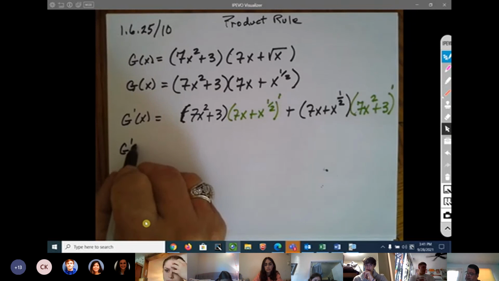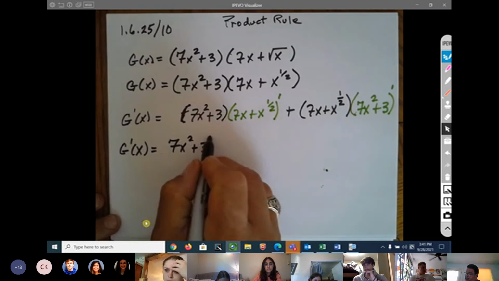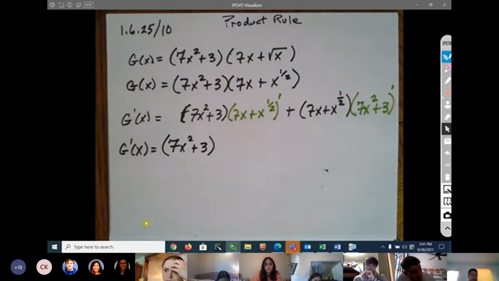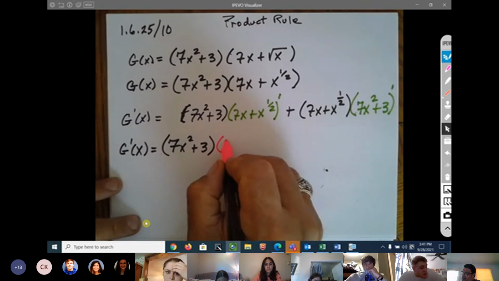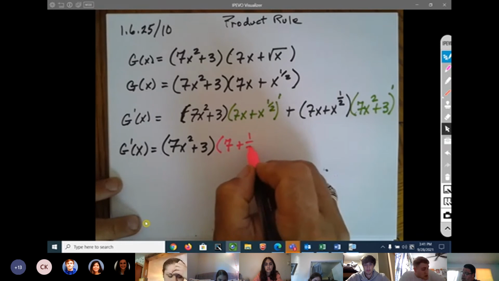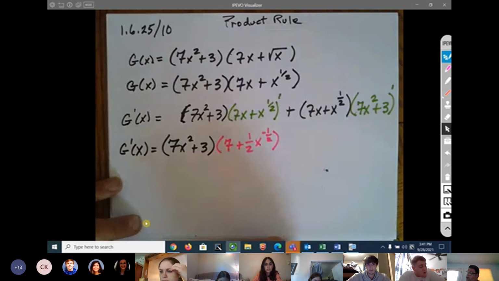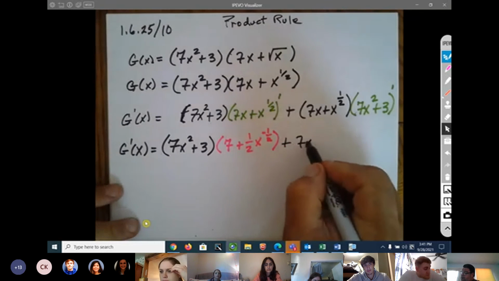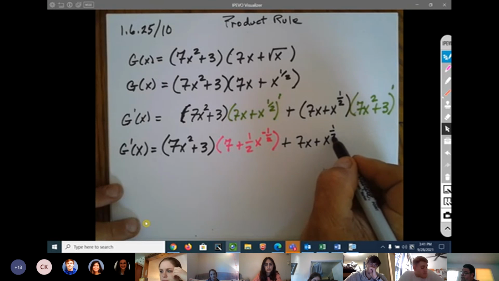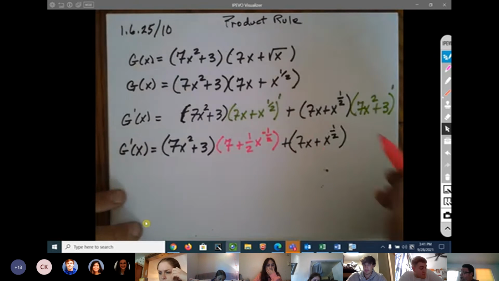So g prime of x is equal to 7x squared plus 3, and that's going to be 7 plus 1/2 x to the negative 1/2, plus 7x plus x to the 1/2 times 14 what? 14x.